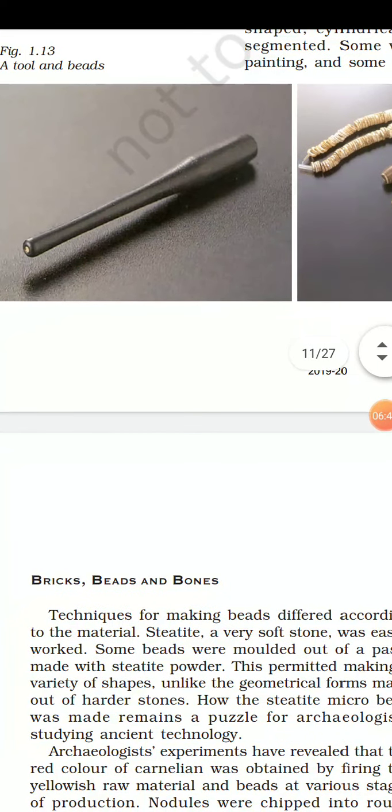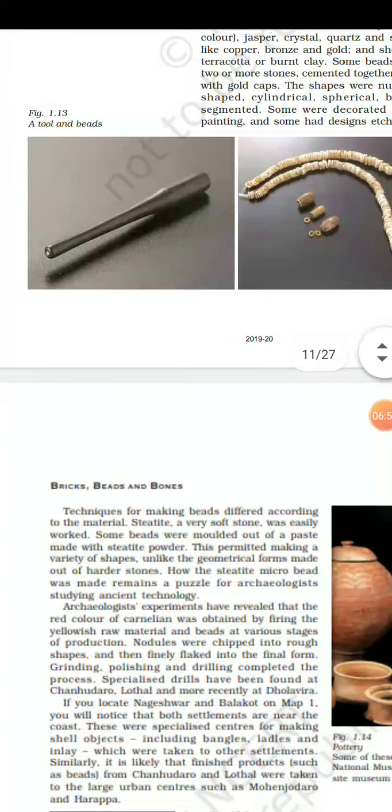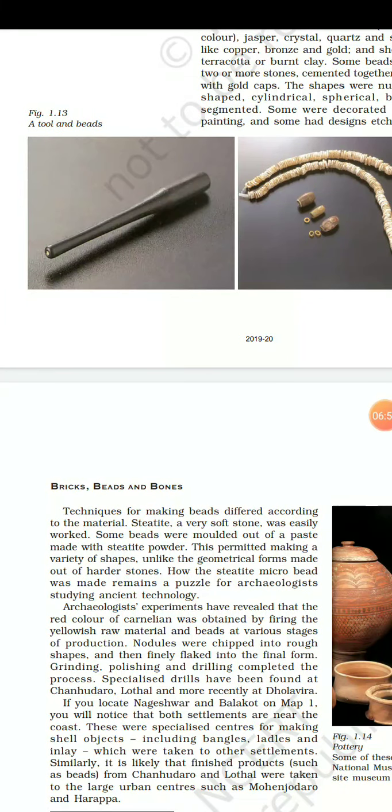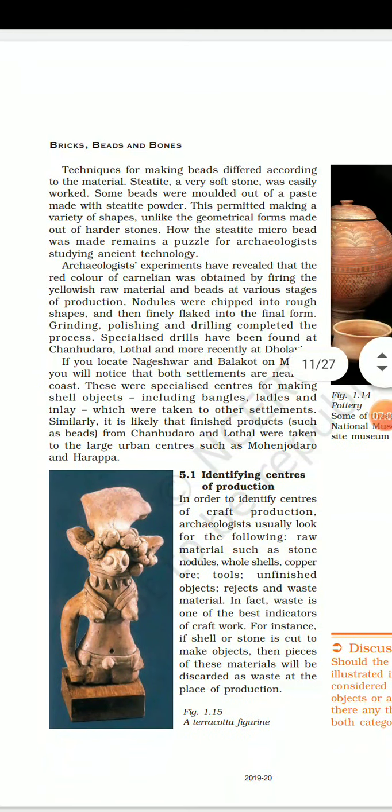When you just imagine the jewelry, think that on a very small part of metal, various kinds of beautiful designs are being made. So we should understand this thing also. Then, techniques for making beads differ according to the material.